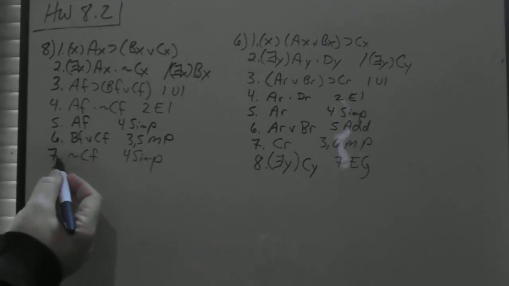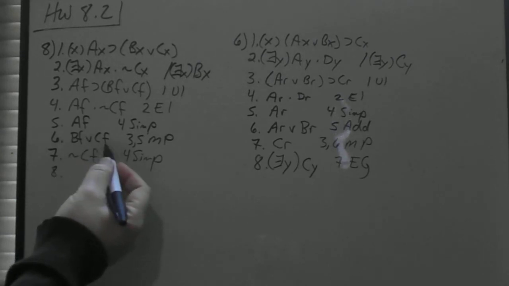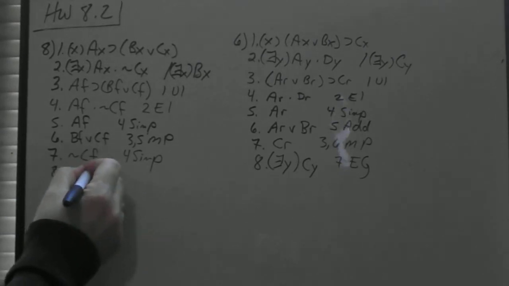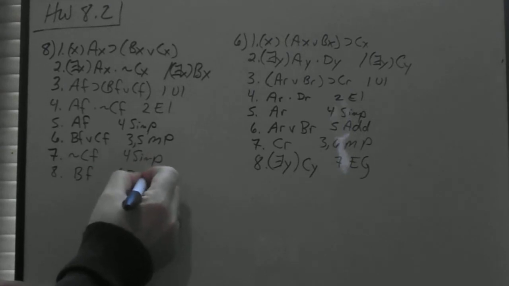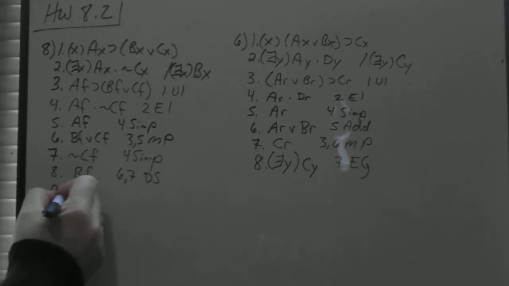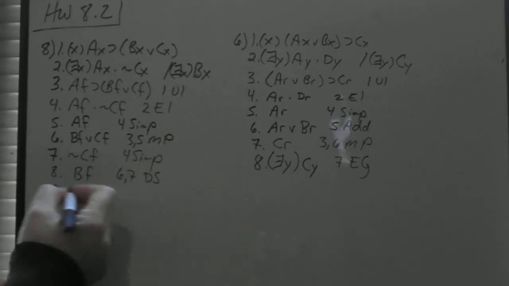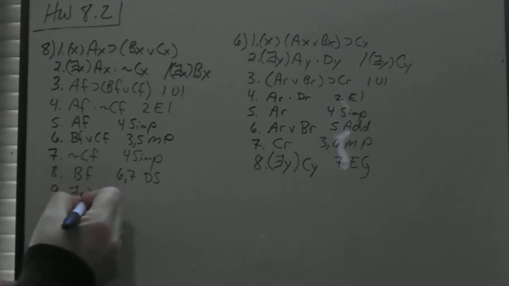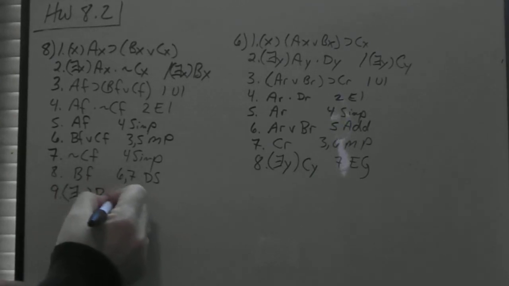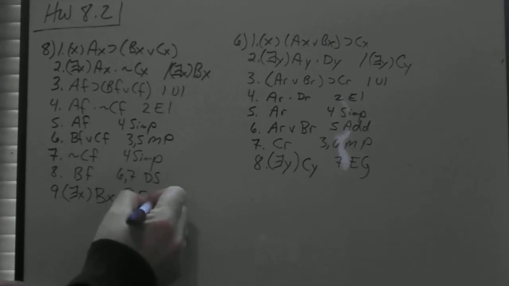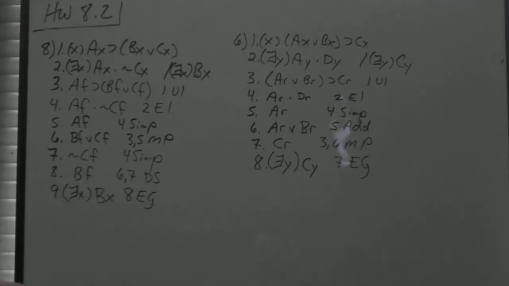And so 6 and 7 make a disjunctive syllogism. BF or CF, not CF, therefore BF. And since they want that form, we're going to do an existential generalization. And number 8's done.